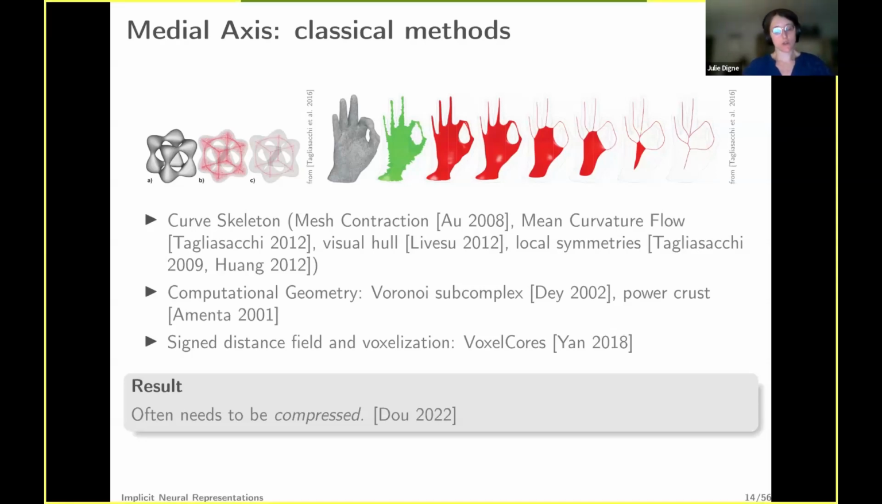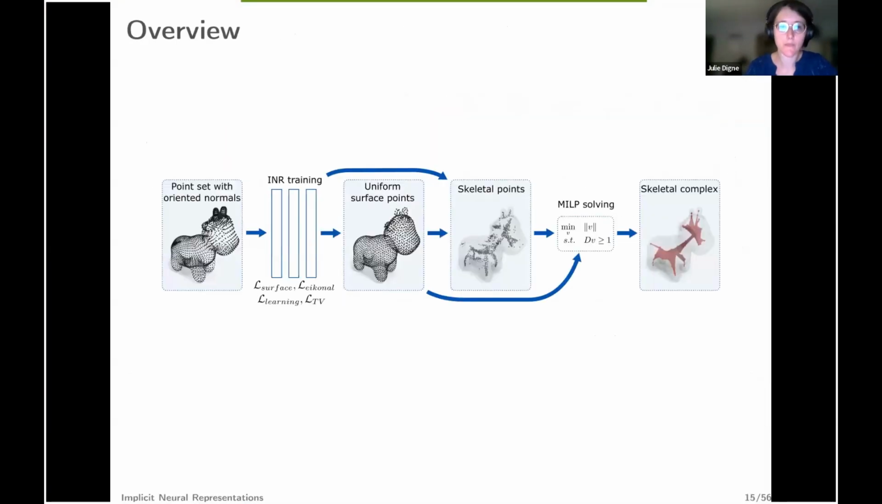So the result is usually very verbose. You have a lot of vertices on this axis. So usually we like to compress it to have something which is sparser, which is better to look at. And for compression of the medial axis as a whole, there is also a lot of work being done. Especially, I'll talk about it later, there's a paper called Coverage Axis in 2022, which was quite interesting in that regard. So what are we going to do?